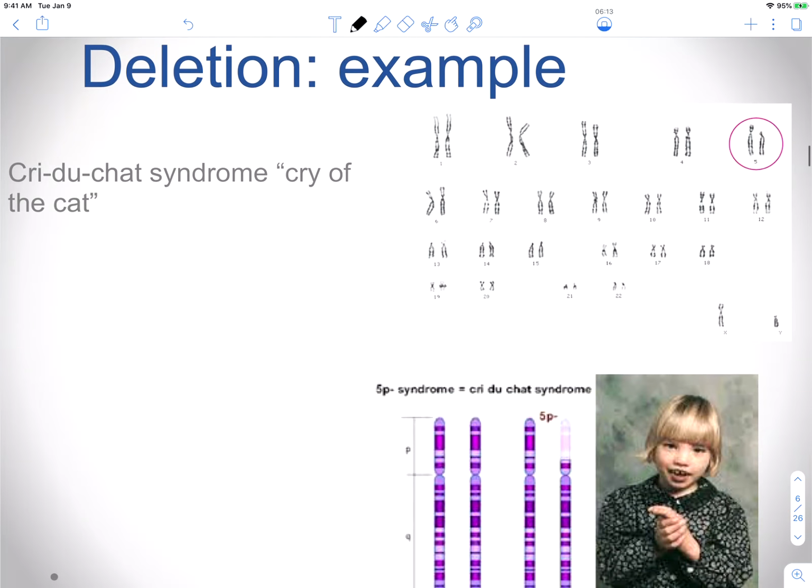So an example of a deletion is the Cri-du-Chat syndrome, or the cry of the cat. This is seen in a relatively large number of births, about 1 in 50,000. It's on chromosome 5. I believe it's highlighted here. This is chromosome 5. So you can see that it's missing the upper arm of chromosome 5, so the P arm.